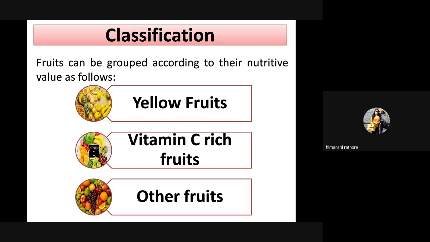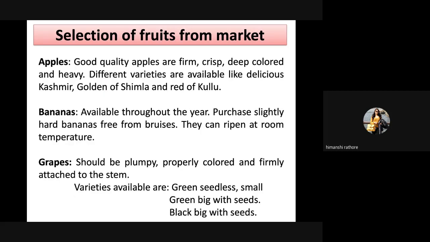Plums. So there are many fruits that provide you vitamin C. Other fruits are like apples, bananas. Bananas are rich in potassium. Grapes. So there are a lot of fruits which can provide you nutrients. Then what are the things you have to keep in mind while you're selecting these fruits from the market?